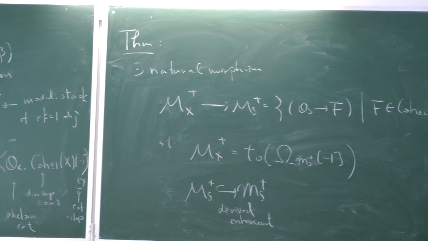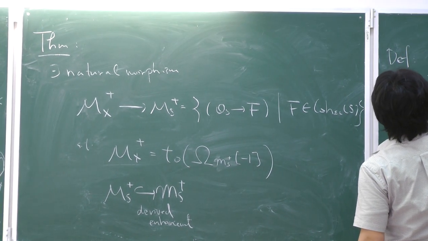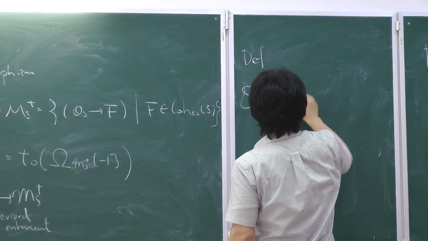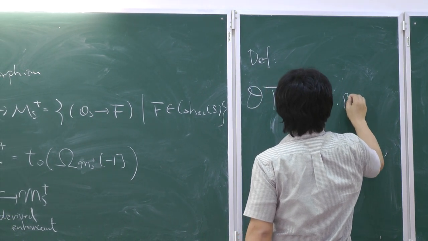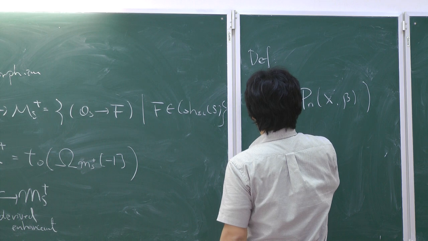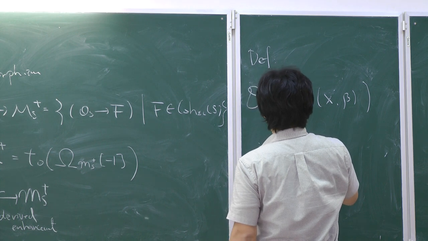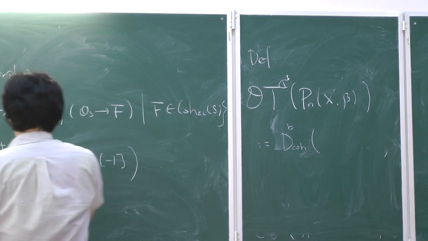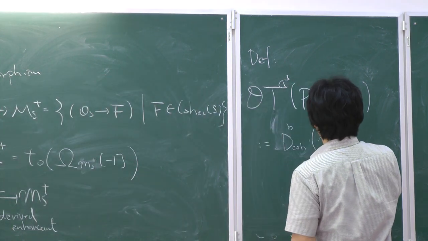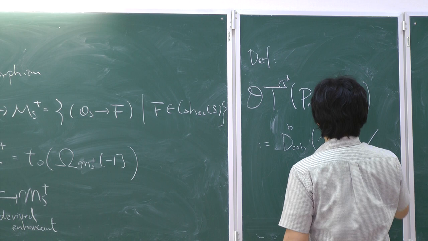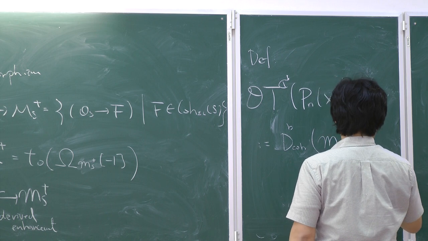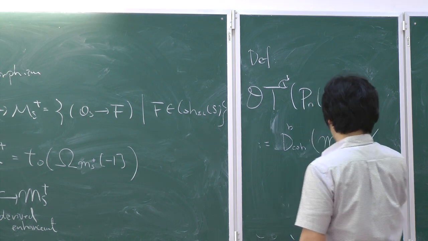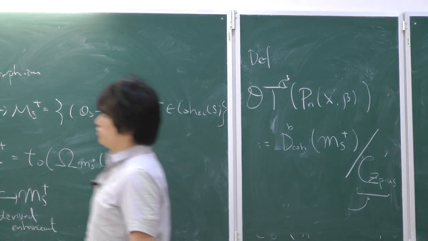So similarly to before, I define DT category for P_n(X, beta) to be the quotient of the derived category of coherent sheaves on this derived moduli stack of pairs by the subcategory. Again, this is the subcategory whose singular supports are contained in this complement.